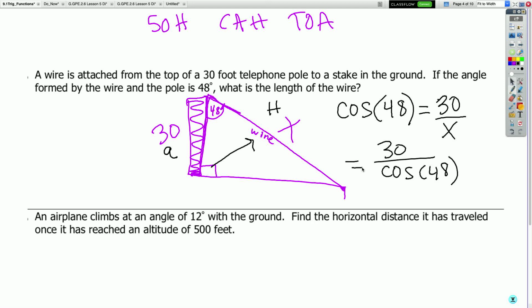How do I type that into my calculator? 30 divided by 48 cosine and then the equal sign. You should get 44.8. And this was in what units? Feet. If they give units, you have to include them, so you'll get it wrong if you don't. Questions?